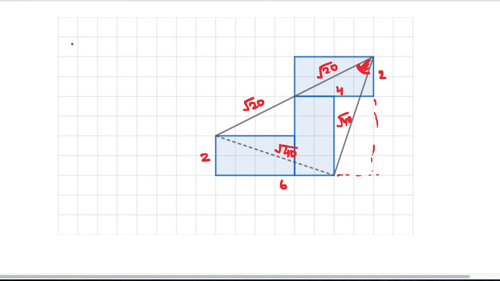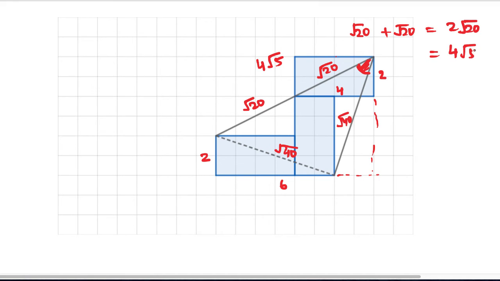So let's suppose, this can be written as 2 root 20, let's simplify this. 2 root 20 can be written as 4 root 5, because square root 20 plus square root 20 is 2 root 20, and further simplifying this would be 4 root 5. Similarly, if you want to simplify square root 40, 40 can be simplified as 2 root 10.